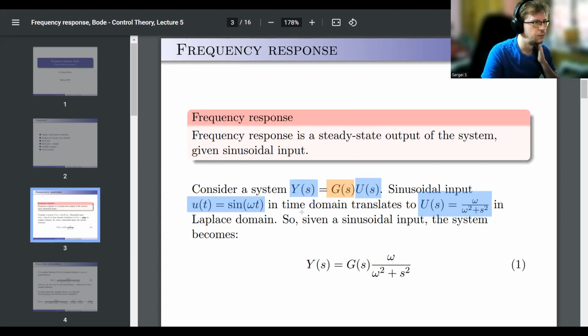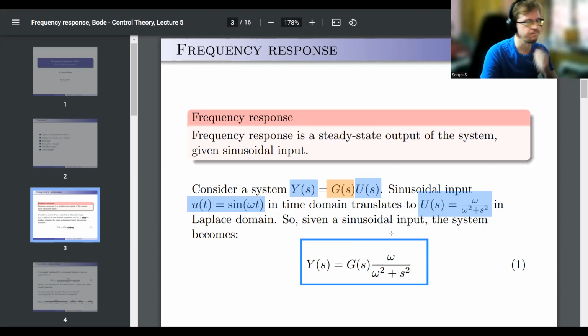So, given this sinusoidal input, the system then becomes what we showed here: Y of s equal to G of s times omega divided by omega squared plus s squared. So this is what our output signal becomes under this sinusoidal input.